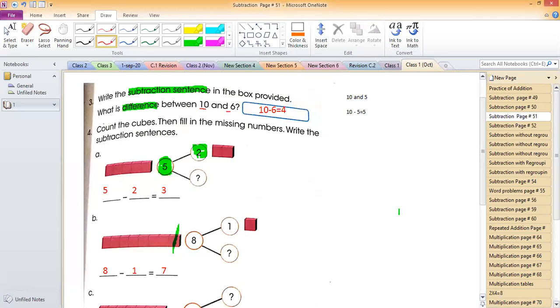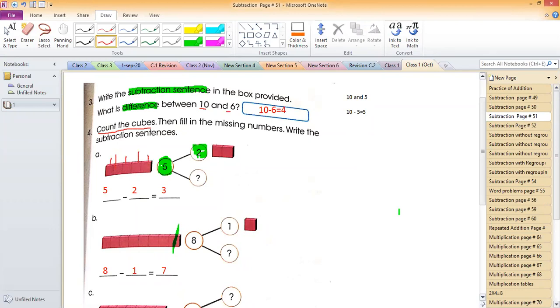Coming to question number 4. Count the cubes, then fill in the missing numbers. Write the subtraction sentences. You have to count the cubes, then fill in the missing numbers, and also write the subtraction sentences. You can see here 1, 2, 3, 4, and 5. There are a total of 5 cubes.